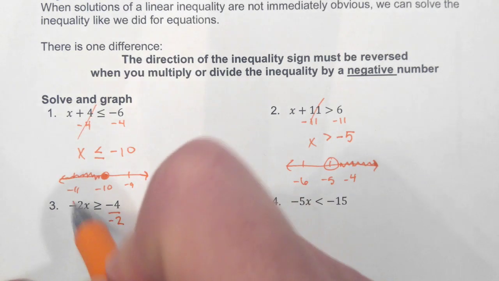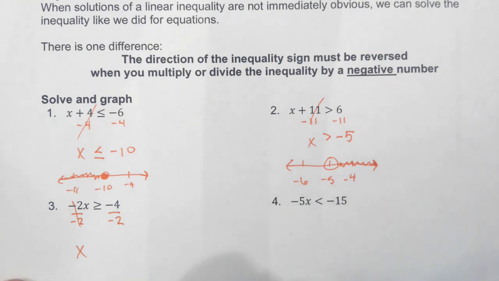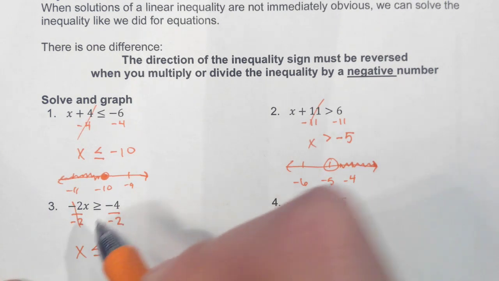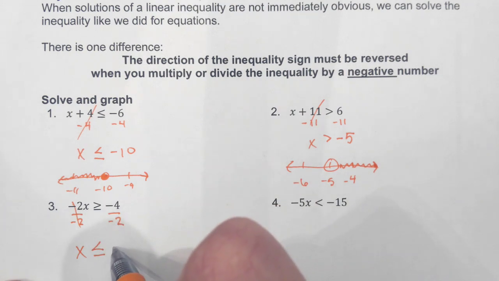If I divide by negative 2, I have to flip my inequality. So it's no longer going to be greater than or equal to. It's now going to be less than or equal to. So that's the only thing you have to remember. If you multiply or divide by a negative number to both sides of the inequality, you're going to have to flip the inequality symbol. And then the math over here, a negative divided by a negative is a positive.